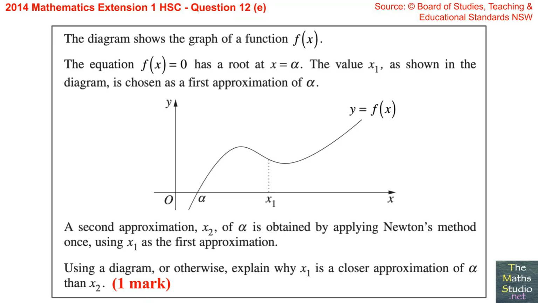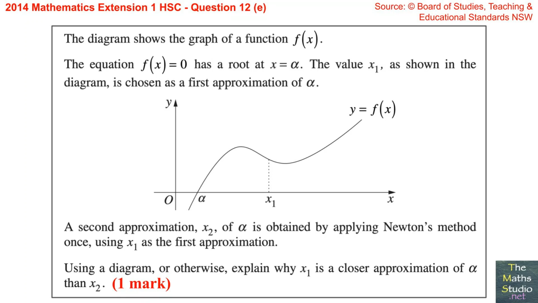Question 12, Part E. The diagram shows the graph of a function f(x). The equation f(x) = 0 has a root at x = alpha. The value x1, as shown in the diagram, is chosen as a first approximation of alpha.